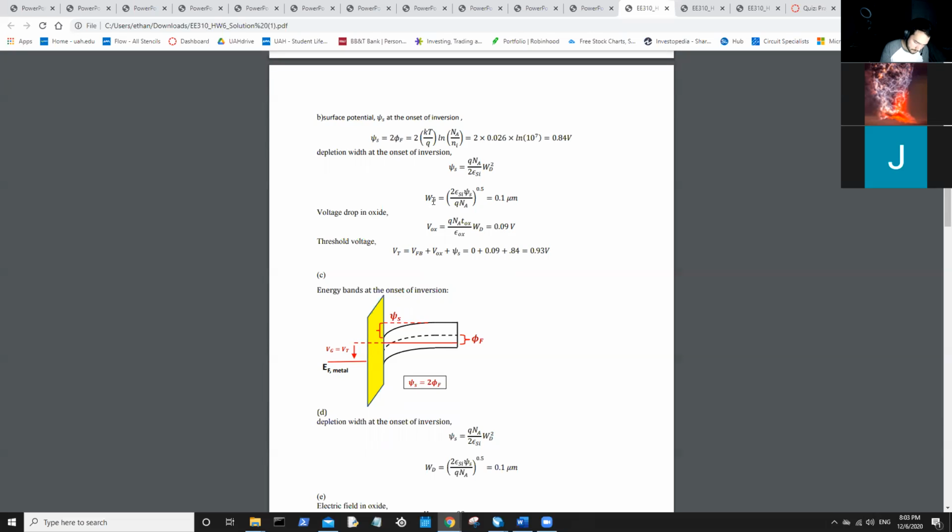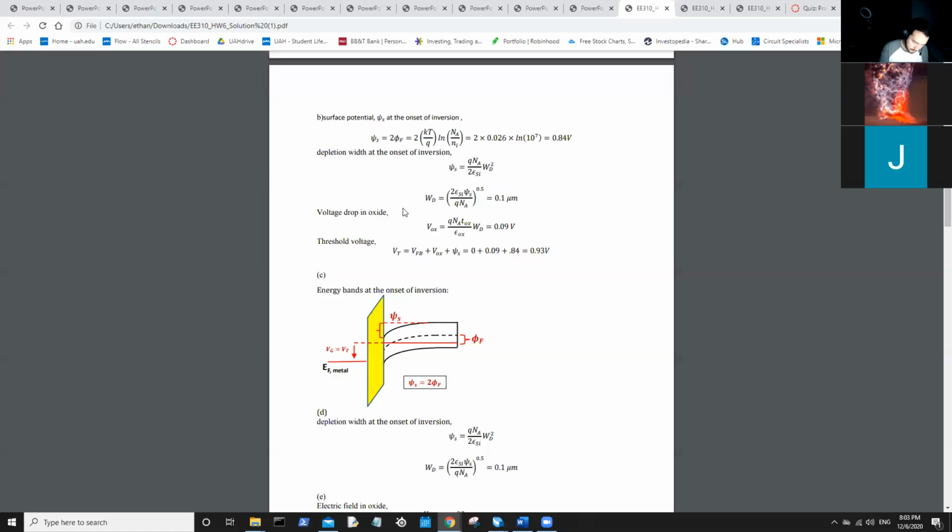Then take the square root of that. All right, so WD has been calculated, and WD for our question on this quiz is 1.05 times 10 to the negative 5th power. Take that and run it through the V oxide equation.